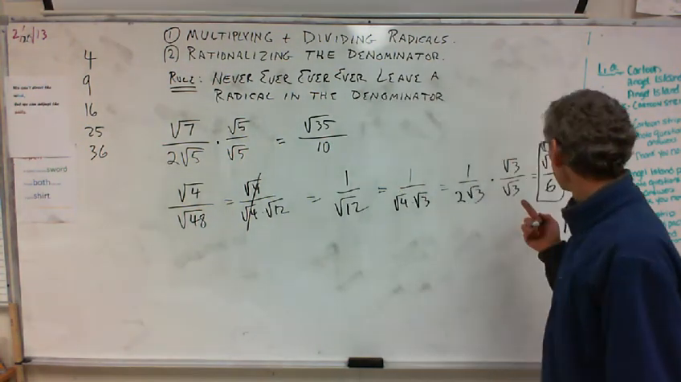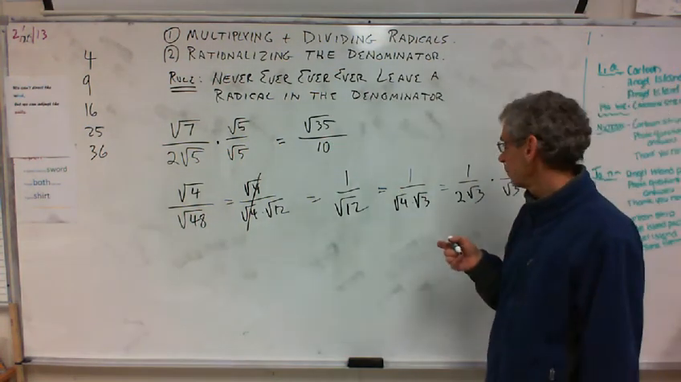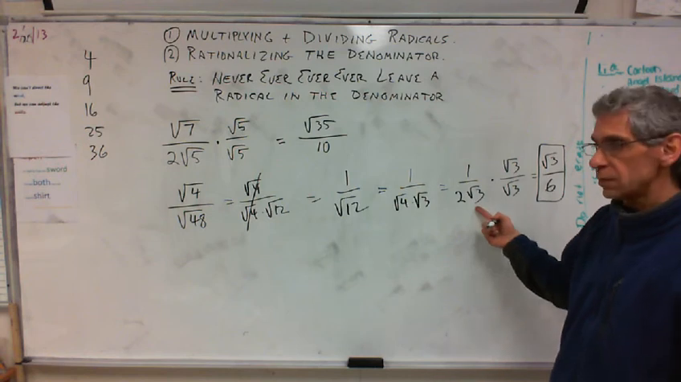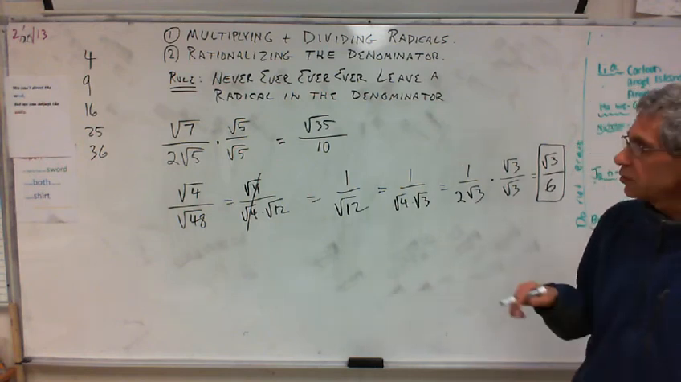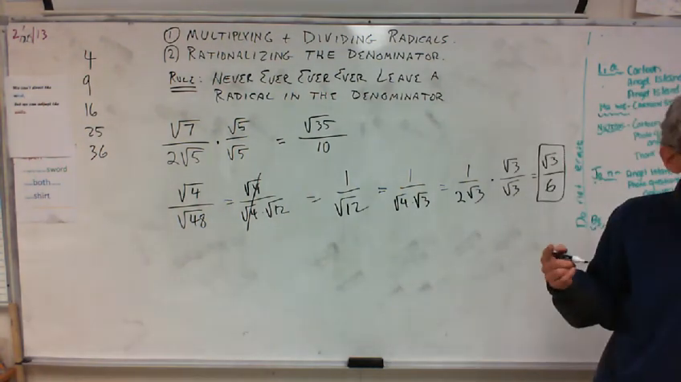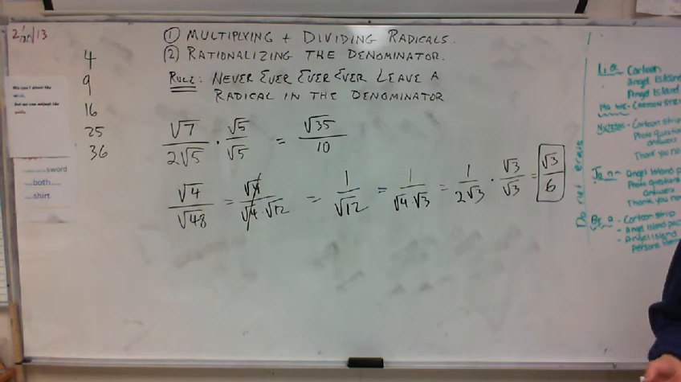Right, and then you would have gotten... No, I just got to that, 2 times the square root of 3. Right? So there's lots of ways you could have done it. The key, though, is you've got to simplify anyway.